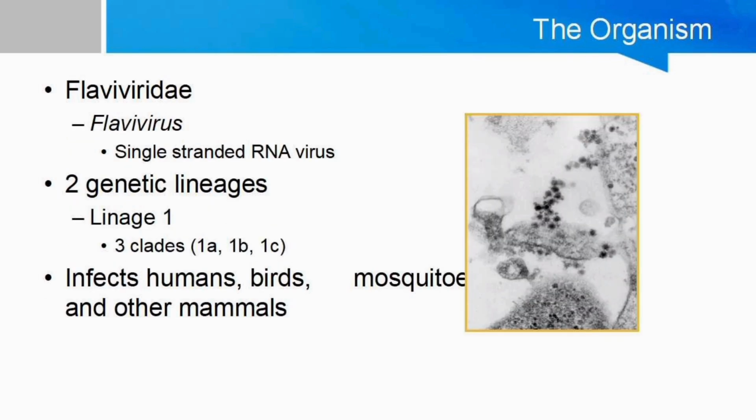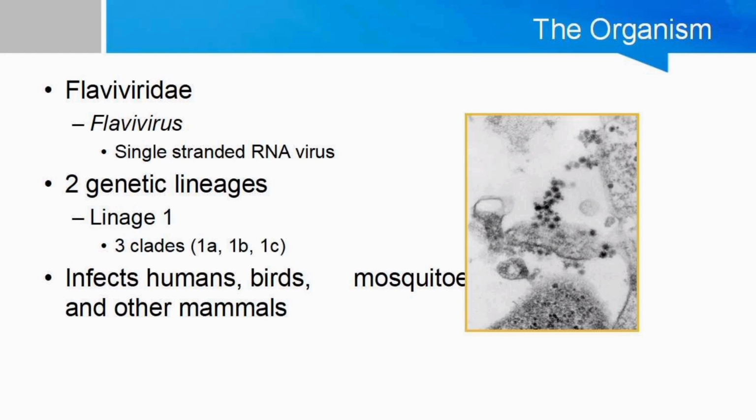West Nile virus is a single-stranded RNA virus of the family Flaviviridae, genus Flavivirus. West Nile virus is a member of the Japanese encephalitis virus antigenic complex of the arthropod-borne flaviviruses. West Nile virus has at least two genetic lineages. Lineage 1 is divided into three clades, 1A, 1B, and 1C, and it contains both virulent and attenuated viruses. Lineage 2 viruses, found mainly in Africa, often cause asymptomatic infections or mild disease.